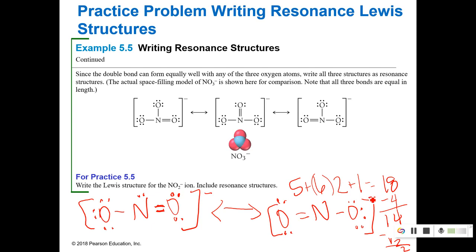Okay, got to do the same thing for resonance on the other side. So we've got to flip that double bond. Then we're good. So nitrite has 2 resonance structures.